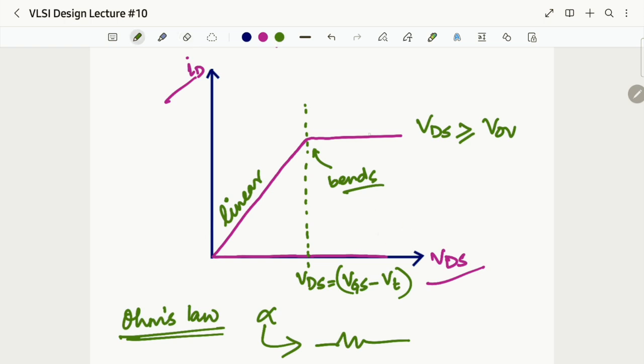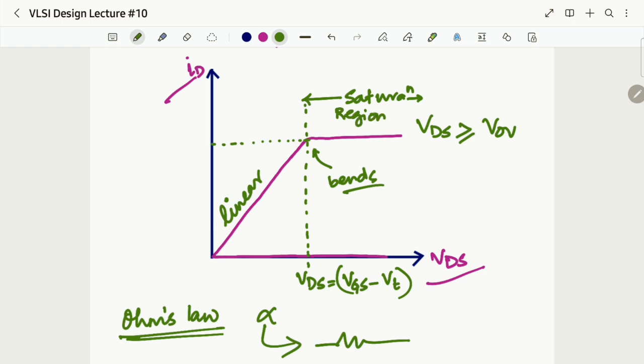At this point, what is the current value over here? It is a constant. For this value of voltage also it is constant, and for this value also constant. So my current moves into a constant value. This region is called the saturation region.